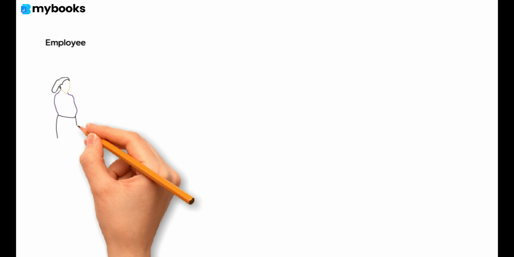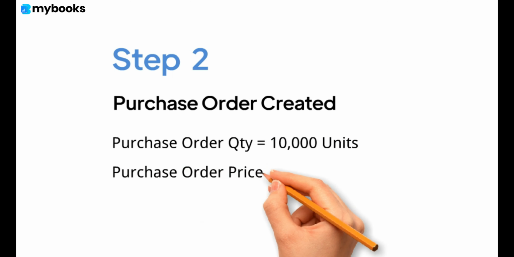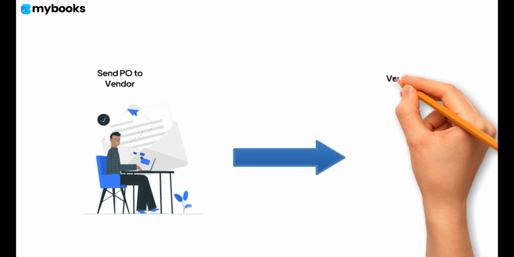The purchasing department will generate a purchase order based on the purchase requisition document. This document will hold details like quantity, price, delivery date, purchase order number, vendor details and so on. Let's consider the quantity on the purchase order is 10,000 units, which is known as the quantity ordered. The purchase order price is 50,000. The purchasing department will send this purchase order to the selected vendor.